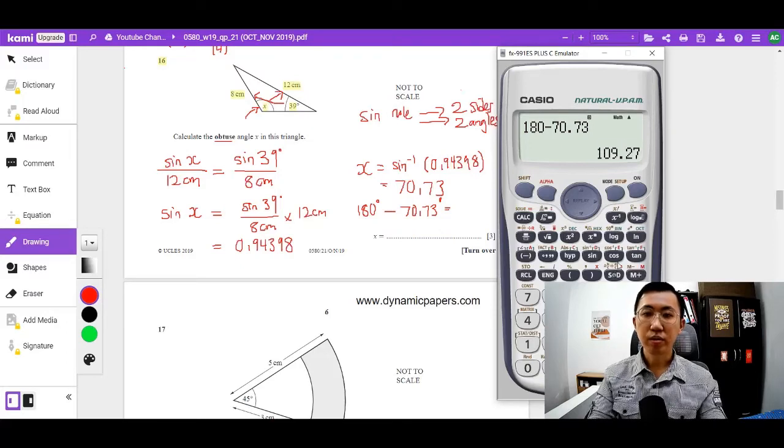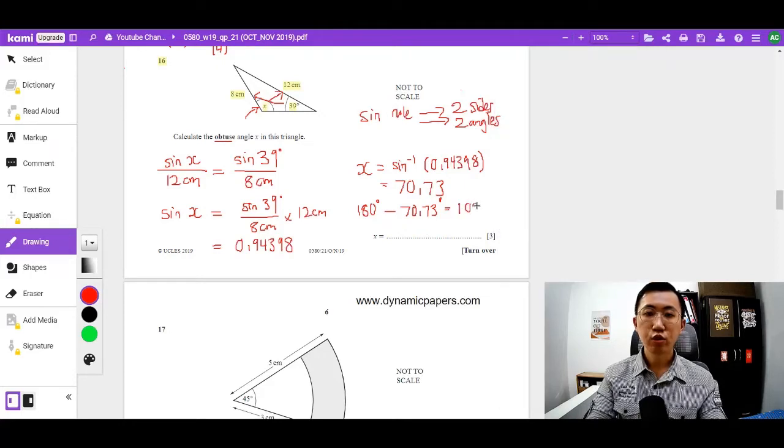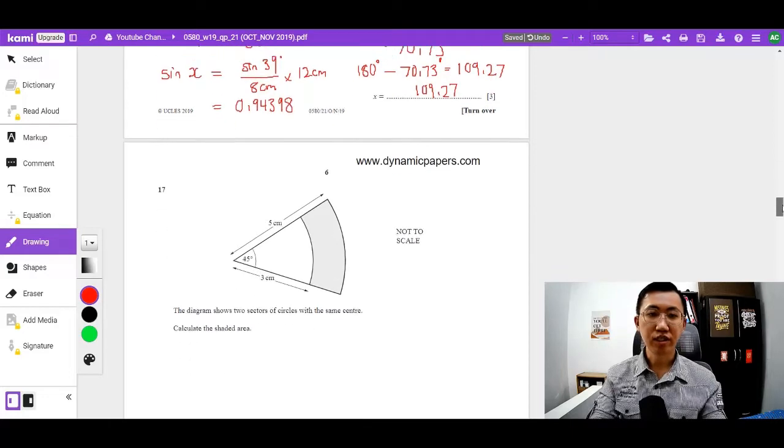Okay, I need to click on this button. 109.27. So that's the answer. 109.27. So that is the answer. Okay, so that is the obtuse angle x over there. So don't take 70 degrees.